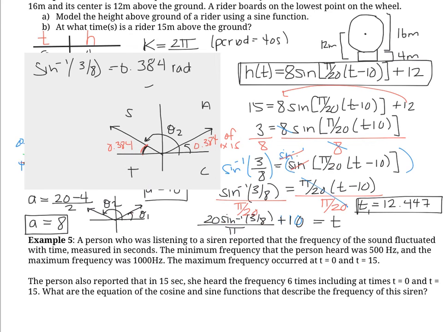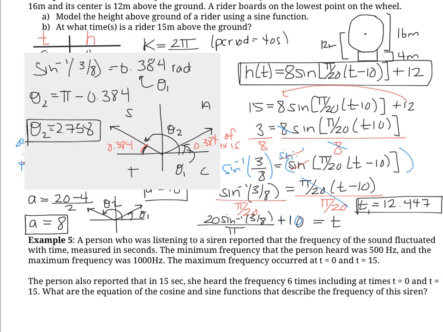So this was our theta number 1, which is this guy here, from here to here. That's going to be theta number 1. What is theta 2? Well, theta 2 would be pi minus that. Again, we've got pi radians minus this guy, so minus 0.384. And that would give us 2.758 radians approximately. So we've also got to put that into our equation.